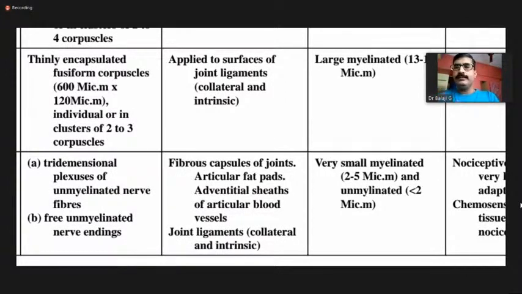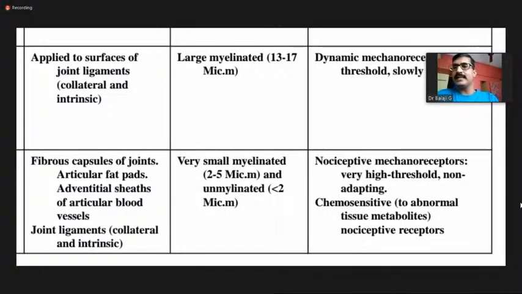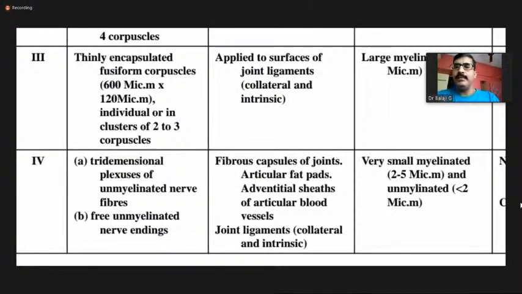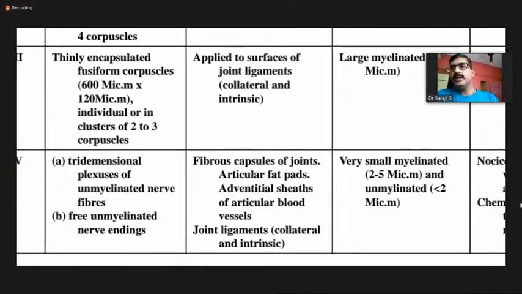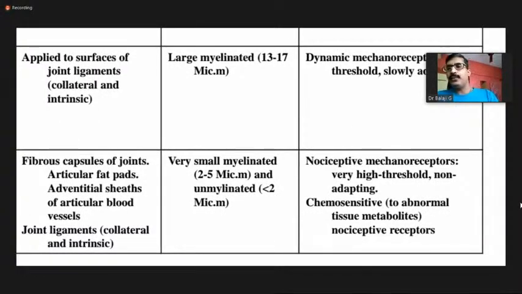The parent nerve fiber of type 4A is very small myelinated, 2 to 5 micrometers, and unmyelinated is less than 2 micrometers. It is a nociceptive mechanoreceptor with a very high threshold, and it is non-adaptive. It will not adapt, definitely. And 4B is a free unmyelinated nerve ending. Where is it located? It is located in the joint ligaments, collateral and intrinsic ligaments. Both 4A and 4B are very small fibers. 4B is chemosensitive to abnormal tissue metabolites and nociceptive receptors. Only 4B is chemosensitive; all the rest are mechanoreceptors.